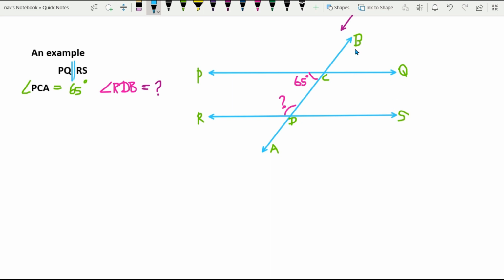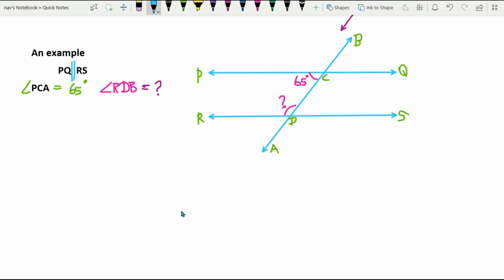So here the transversal AB intersects line PQ at point C and line RS at point D. It is given that angle PCA equals 65 degrees. Now we want to find the measure of angle RDB.